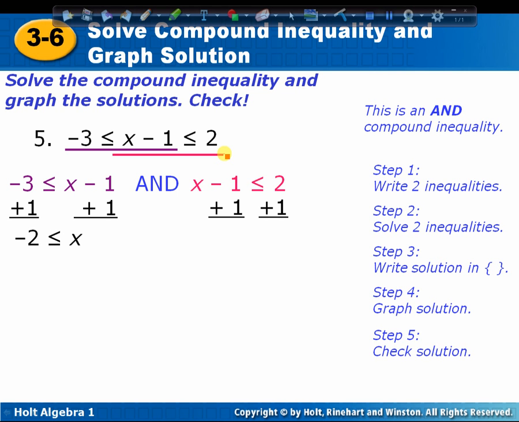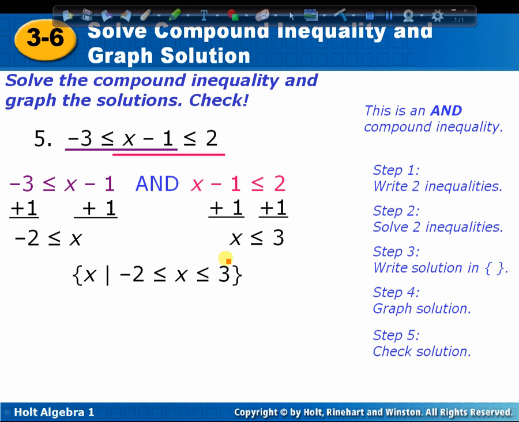Then over here, I'm going to add 1, and I'm going to get x is less than or equal to 3. So now that I've solved both inequalities individually, I'm going to write them in my solution set for AND. Again, my x is going to be in the middle with my two less than symbols on each side. These are going to have the extra marks because my original problem up here had the extra mark. My smallest number, -2, is going to go on the left, and my larger number, 3, is going to go on the right.